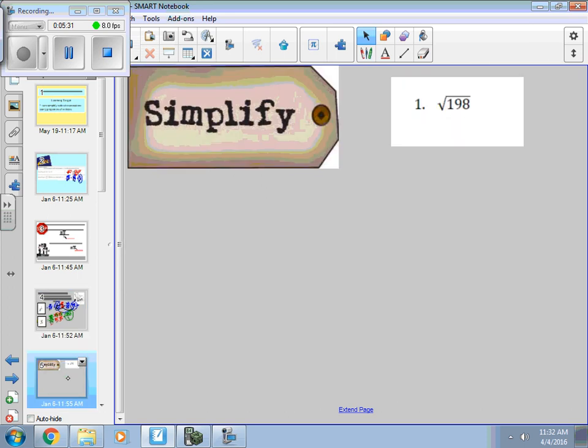All right, let's try some more of these problems. So we're just going to work on simplifying different radicals the rest of these notes.